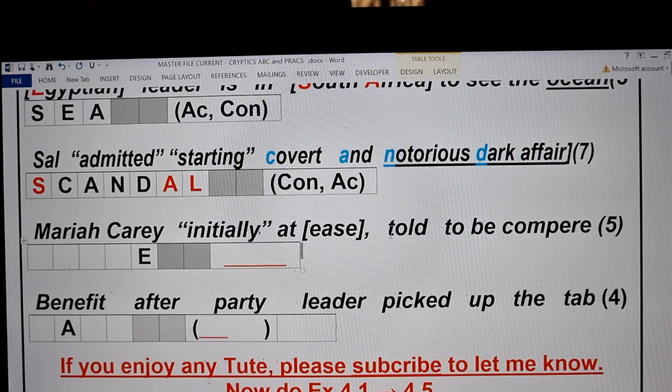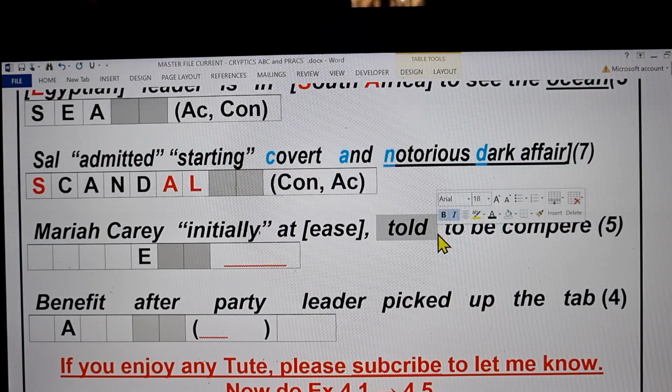Told to be compare. Told. That sounds like another homophone. Wow, two given at you. Any word that sounds like a voice or sound or noise is usually a homophone trick.